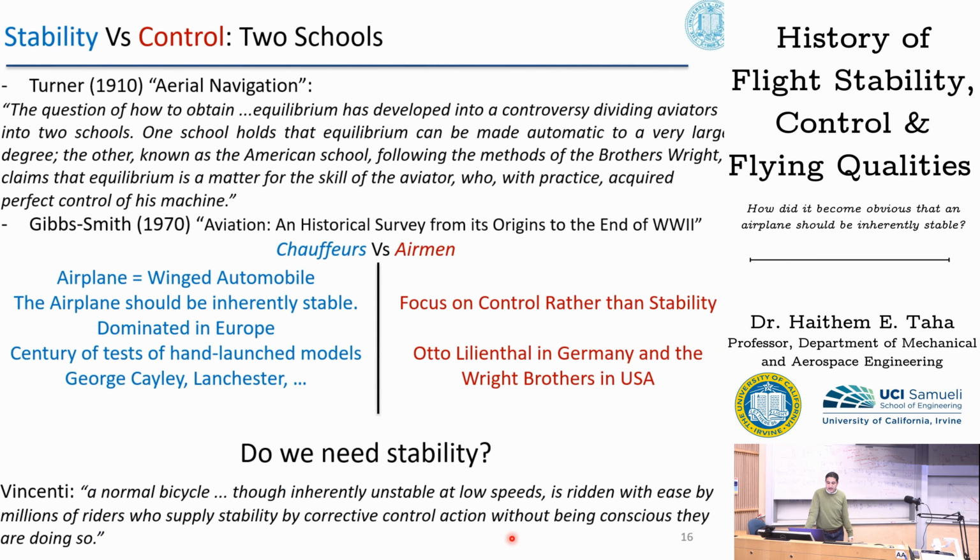Vincenti also had a nice comment on this. He said, a normal bicycle, though inherently unstable at low speeds, is ridden with ease by millions of riders who supply stability by corrective action. Without being conscious, they are doing so.